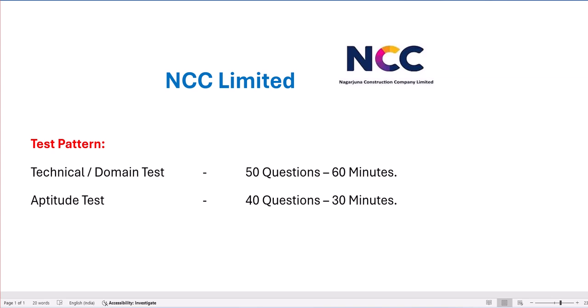This is the test pattern regarding Nagarjuna Construction Company Limited for civil exclusively. The first level of the test is the technical or domain test, with core subjects related. There are 50 questions and 60 minutes. If you clear the technical or domain test, you will enter the second section, which is the aptitude test, where we have 40 questions and 30 minutes. Time is less. You people need to work more on it.